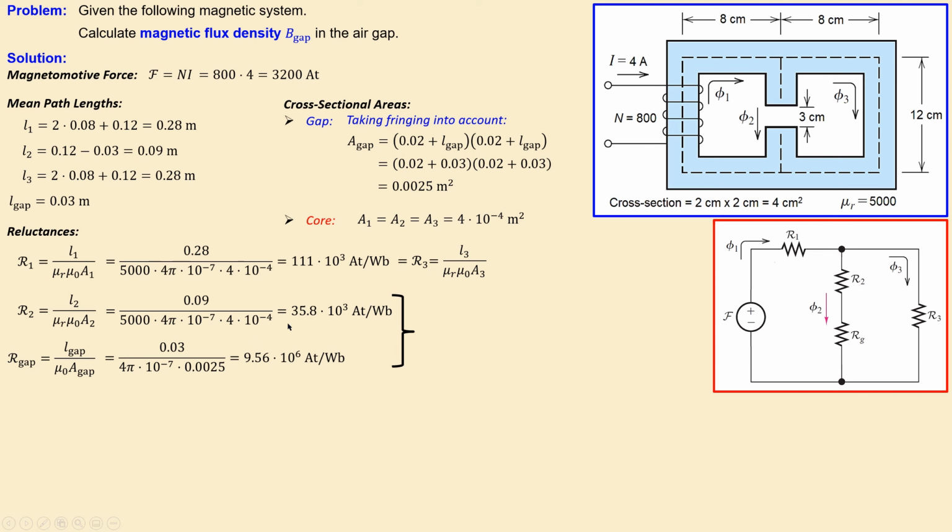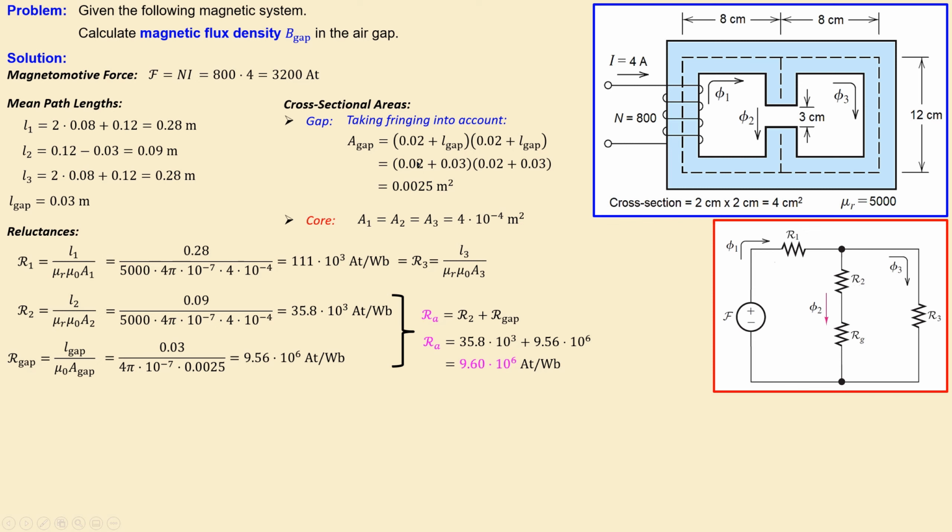The next step is to combine these two, because it's already a series. In circuitry you can of course also add two resistors in series. So we will do that here and we just call it RA, R2 plus R gap, which will be R summation, and that will be then 9.60 times 10 to the power 6 ampere turns per Weber. That will be handy later on.